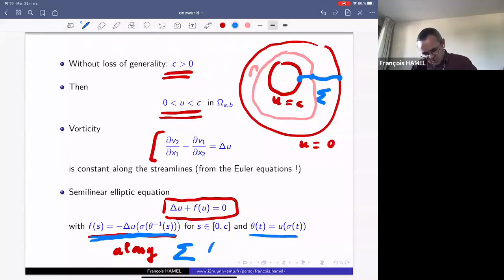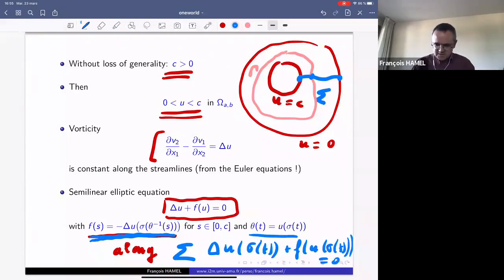So in other words, we have Laplace u of sigma of t plus f of u of sigma of t, which is 0. And we have the equation along capital Sigma, and then we have it everywhere.